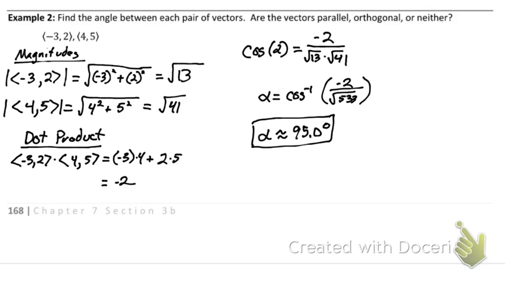Okay. We're supposed to also say, is it parallel, orthogonal, which is the same thing as perpendicular, or neither. In order for it to be parallel, it needs to be 0 or 180. In order for them to be perpendicular, it needs to be exactly 90 degrees. It's neither one of those, so it's neither. Not parallel or perpendicular, it is neither.